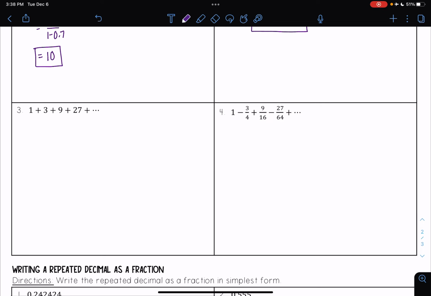Okay, the next two, we have sequences. So we have to determine what our first term is, and we have to figure out what our common ratio is. So here I have 1 plus 3 plus 9 plus 27. To figure out r, I can take the second term and divide it by the first term, and I get 3. And we see that 3 is greater than or equal to 1. So since it's greater than or equal to 1, this one also has no sum.